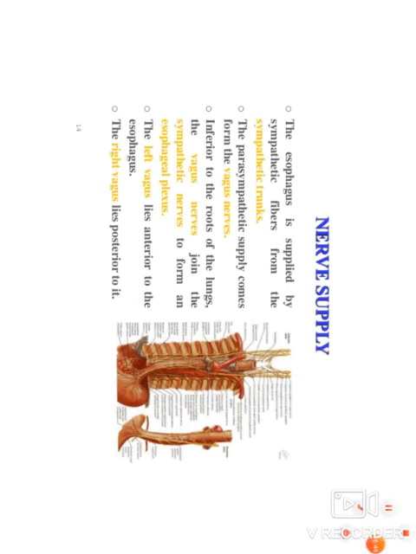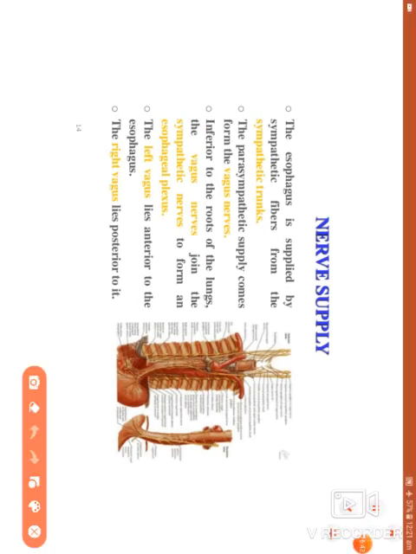Then the nerve supply, that is sympathetic and parasympathetic. Sympathetic is from the T5 to T9 segments of the spinal cord. Parasympathetic is through the vagus, the 10th cranial nerve.